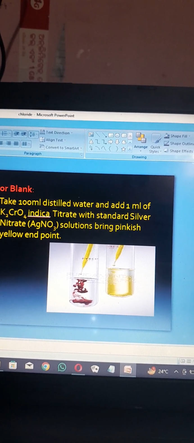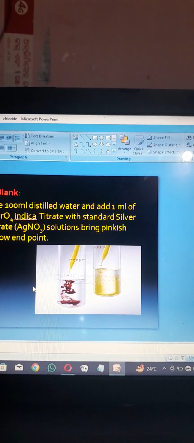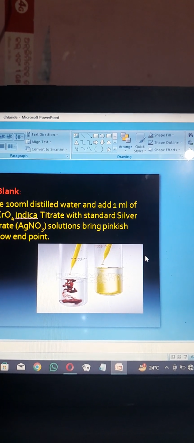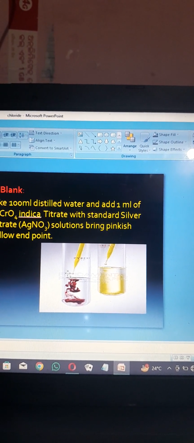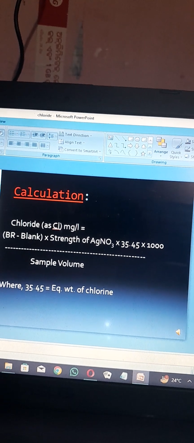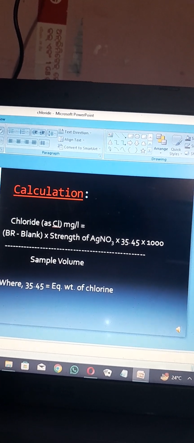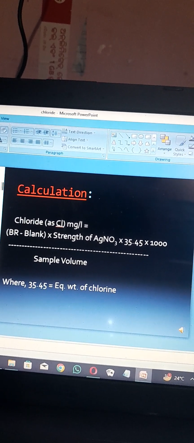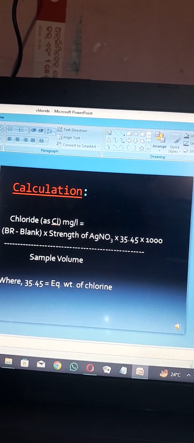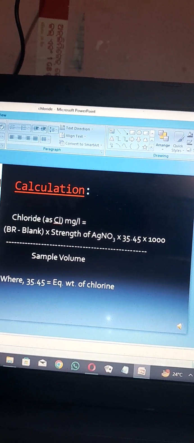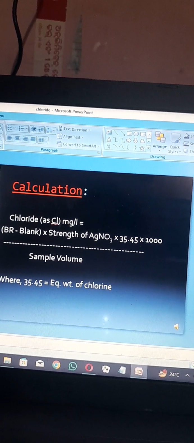In this figure, in the first one, when we add potassium chromate to our sample, it becomes yellow. Then after titration with the silver nitrate, it becomes pinkish yellow. Then come to its calculation: burette reading minus blank, into strength of the silver nitrate, into 35.45, into 1000, by sample volume, where 35.45 is the equivalent weight of chloride. Then note down the chloride as mg per liter in our notebook.